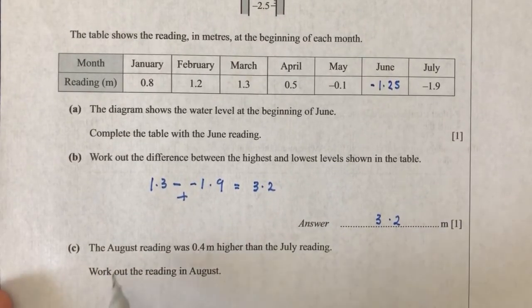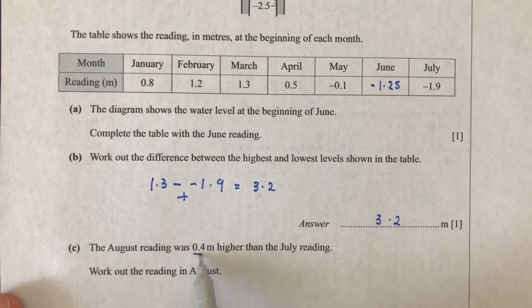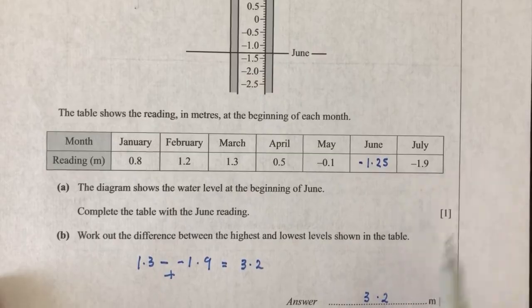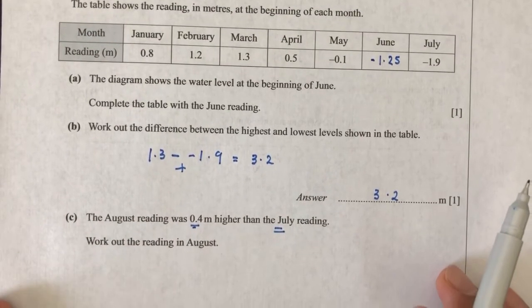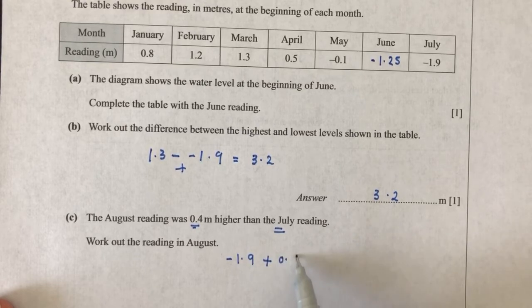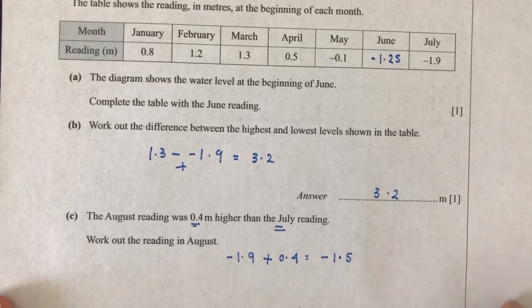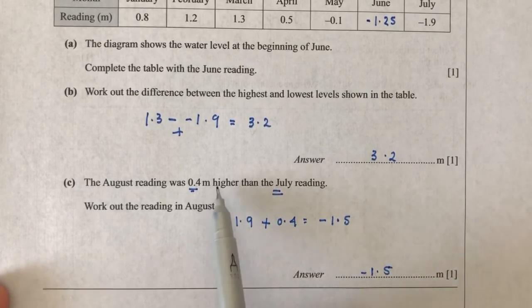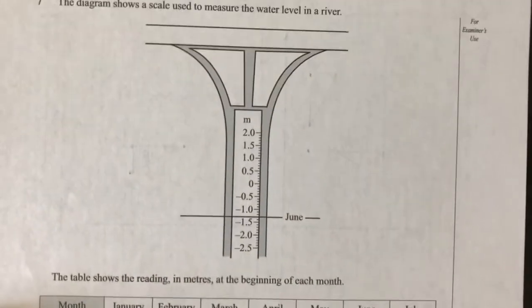Part C, the August reading was 0.4 meters higher than the July reading. So what is the July reading? July is -1.9. So we have to do -1.9 plus 0.4, which will be -1.5. So your answer is -1.5 meters for August. And that is question number 7.